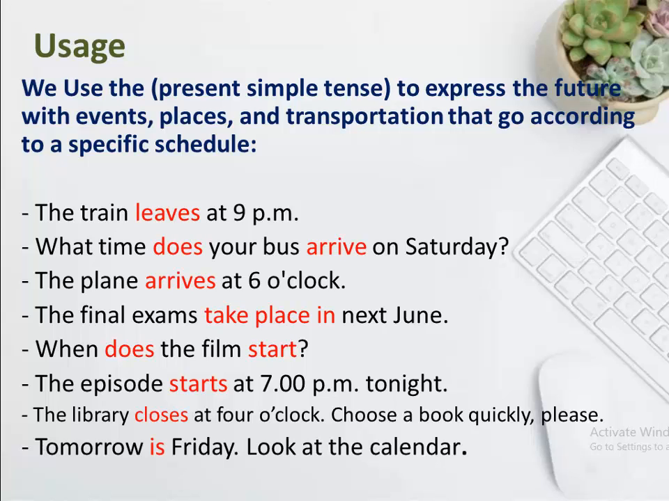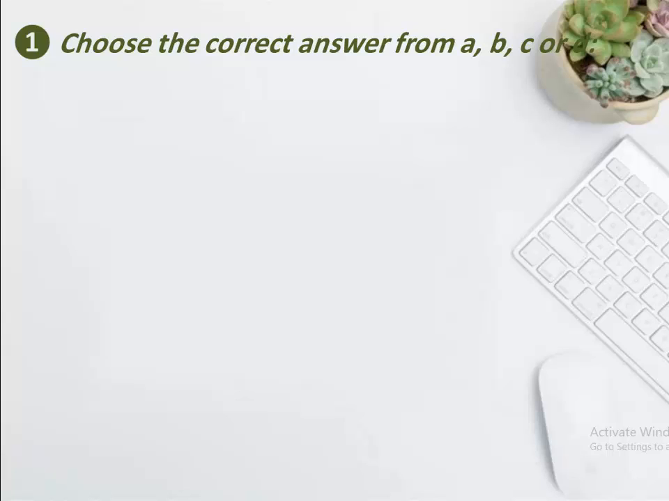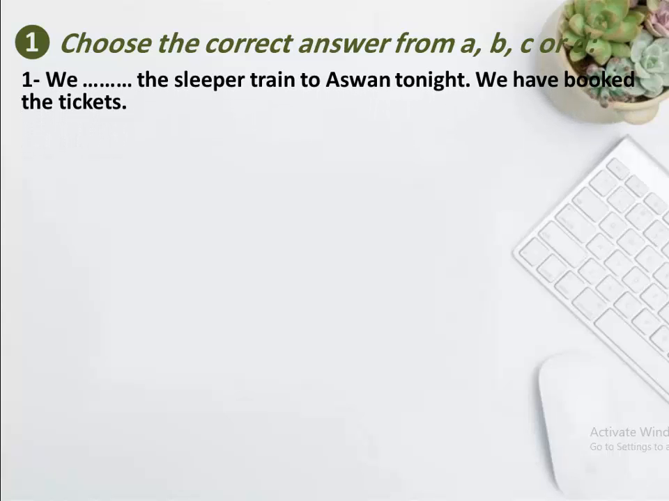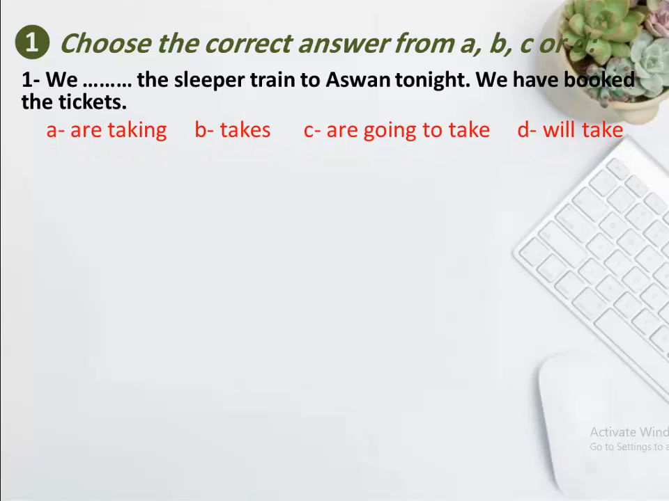It's a schedule. Tomorrow is Friday according to the calendar. Now let's practice. Choose the correct answer from A, B, C, or D. Number 1: We ___ the sleeper train to Aswan tonight. We have booked the ticket, so we arranged it. So we will use our.